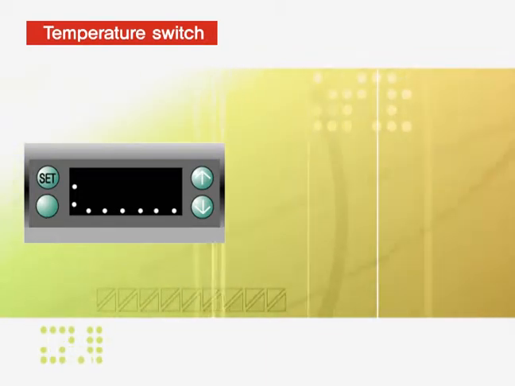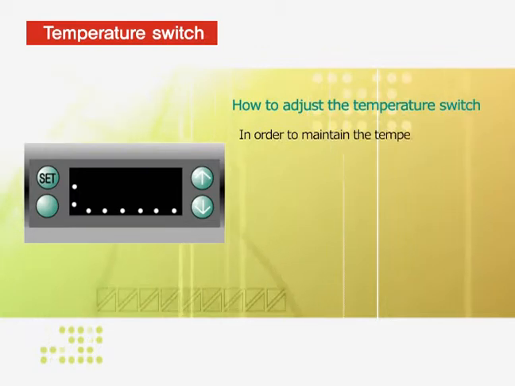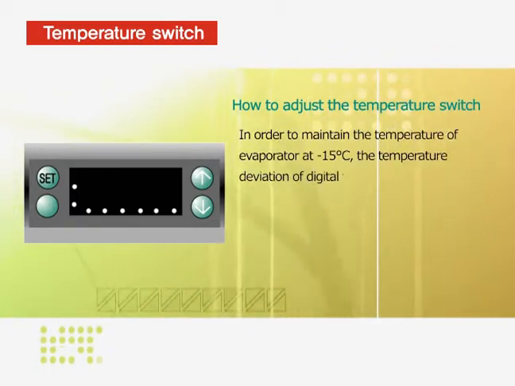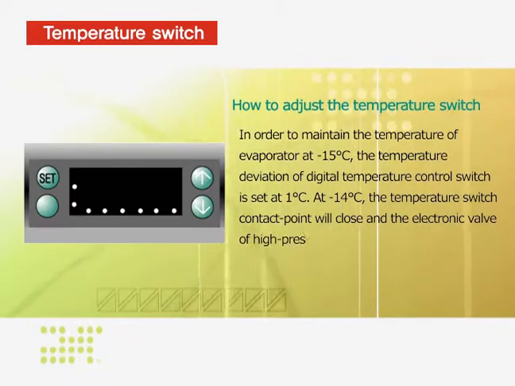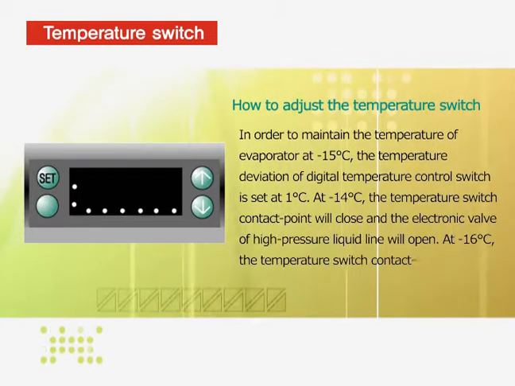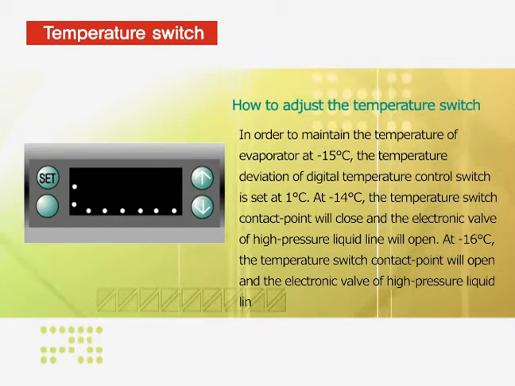Now I will explain about how to adjust the temperature switch. In order to maintain the temperature of the evaporator at -15 degrees Celsius, the temperature deviation of the digital temperature control switch is set at 1 degree Celsius. At -14 degrees Celsius, the temperature switch contact point will close, and the electronic valve of the high-pressure liquid line will open. At -16 degrees Celsius, the temperature switch contact point will open, and the electronic valve of the high-pressure liquid line will close.